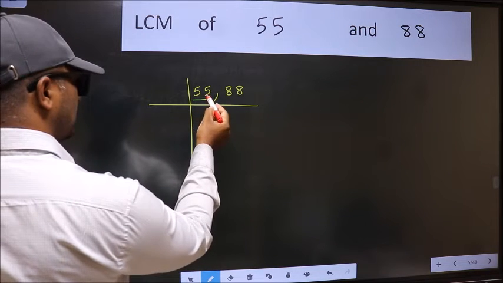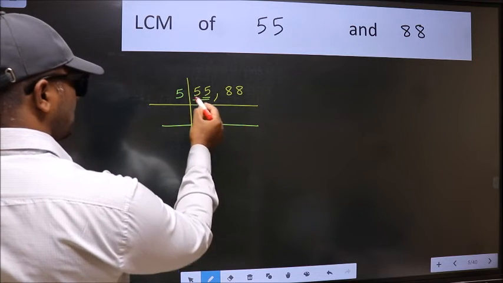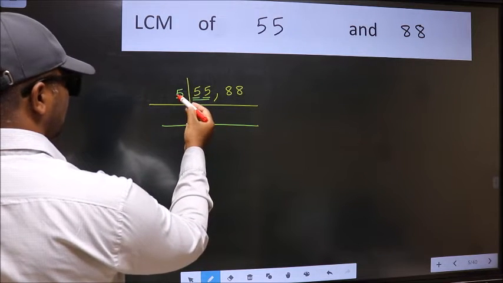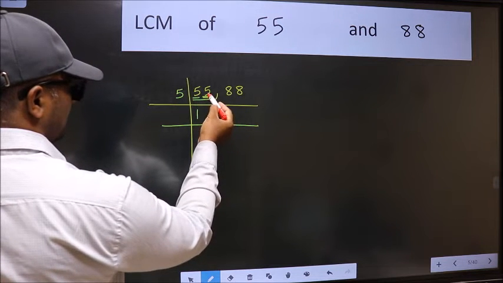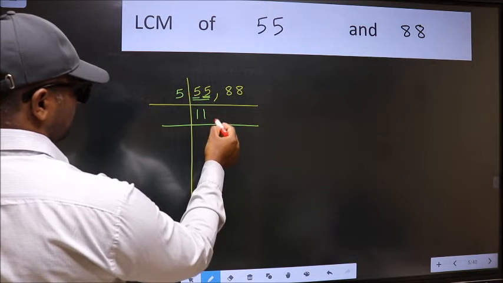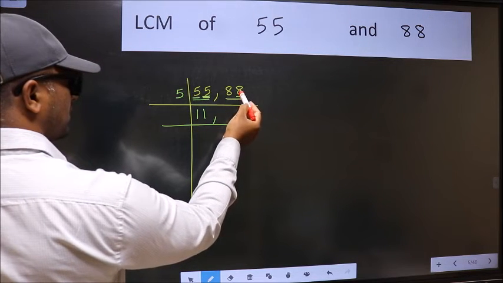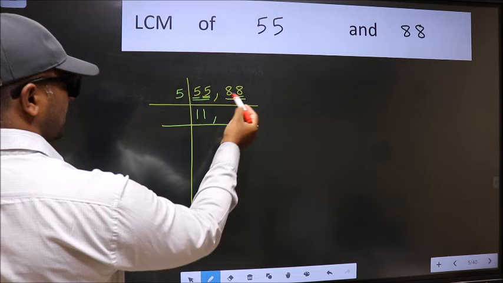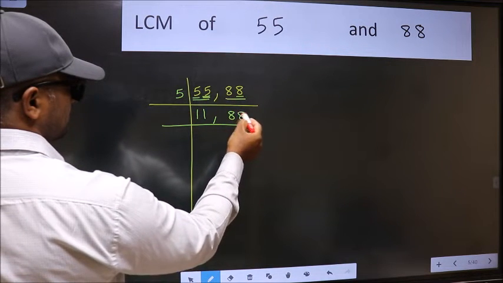In this number, the last digit is 5, so take 5. First number 5, when do we get 5 in the 5 table? 5 ones 5. The other number 5, when do we get 5 in the 5 table? 5 ones 5. The other number 88, last digit is neither 0 nor 5, so this number is not divisible by 5. So you write it down as it is.